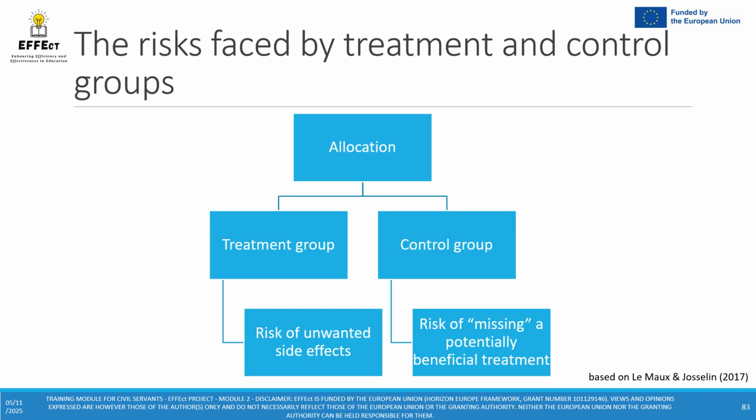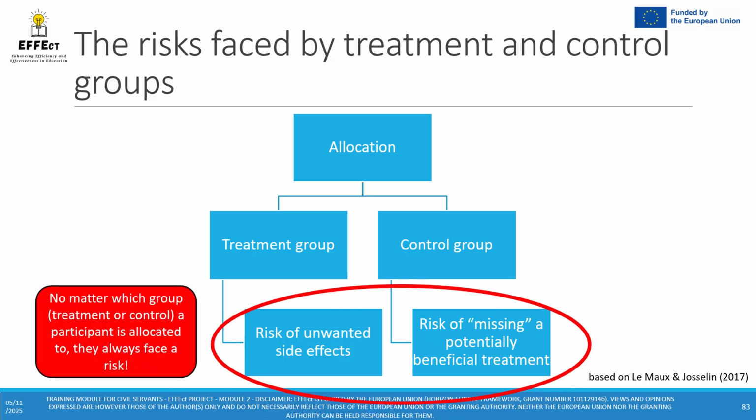In an RCT, participants are either allocated to the treatment or the control group, but actually both groups face risks. If we are in the treatment group, there is the risk of unwanted side effects, and if we are in the control group, there is a risk of missing a potentially beneficial treatment, and therefore, no matter which group, meaning treatment or control group, a participant is allocated to, they always face a risk.